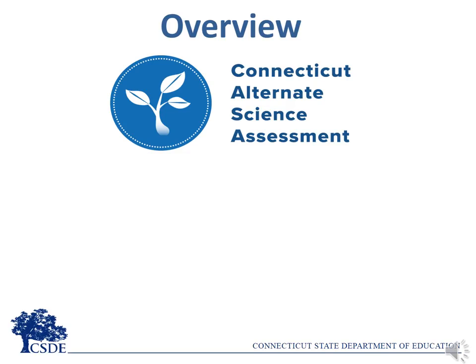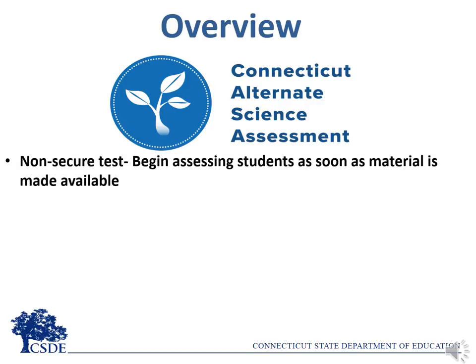Similar to the CMT CAP Skills Checklist Science administered in previous years, the Connecticut Alternate Science Assessment is intended to be administered throughout the year as teachers work with students to rate student performance. Therefore, this test will be made available throughout the year as a non-secure test. However, for the 2018 field test, teachers will be asked to administer and score student performance on a portion of the assessment to eligible students in grades 5, 8, and 11. Teachers may begin administering the assessment as soon as materials are made available in mid-March.